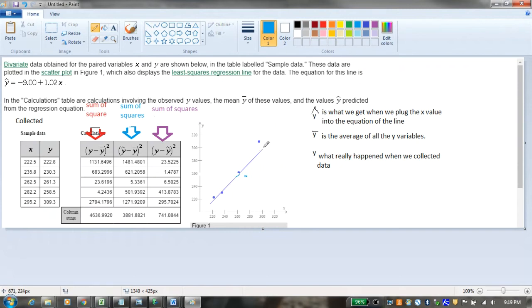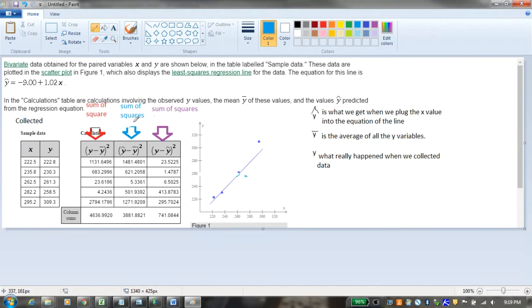So that's called explained variation. And explained variation comes from 3 parts. First of all, there's 3 things. There's y hat, which is what we get when we plug an x value in the magic regression equation. There's y bar, which is the average of all the y variables. And then there's y, what really happened.